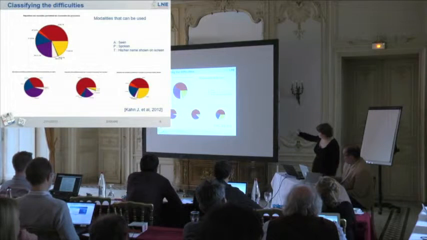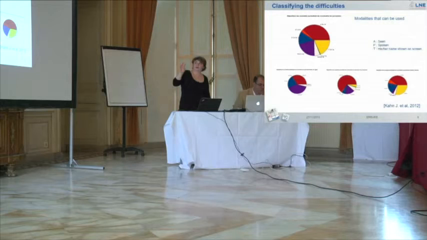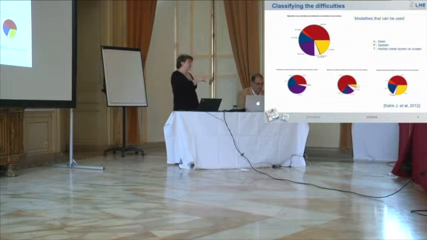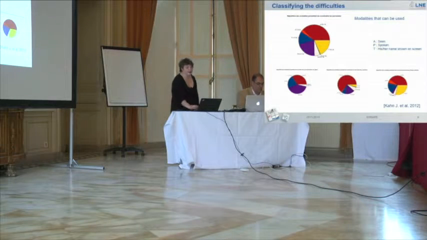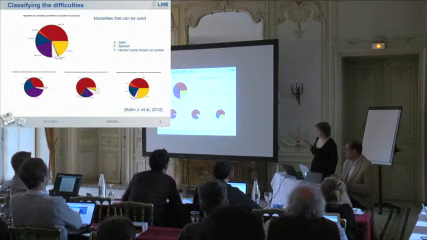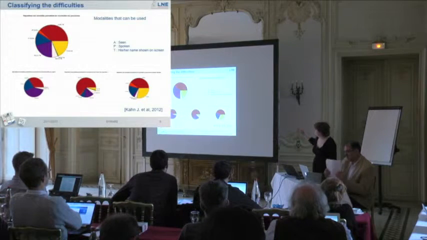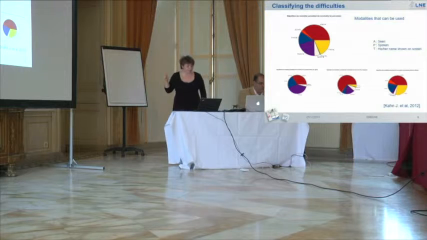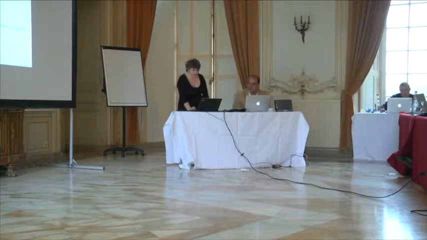And the three other pie charts represent the same analysis, but for each kind of show. And you can see that we have a very different distribution according to the kind of show. For example, the first one on the right is a political debate, and it's very different from, for example, the celebrity news show that you have on the left.